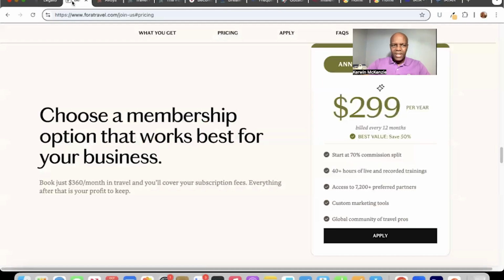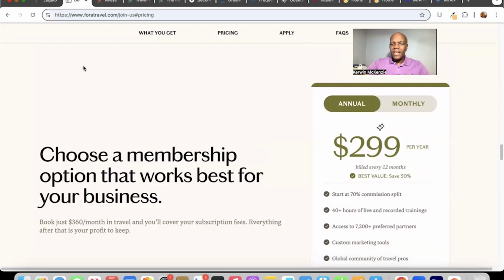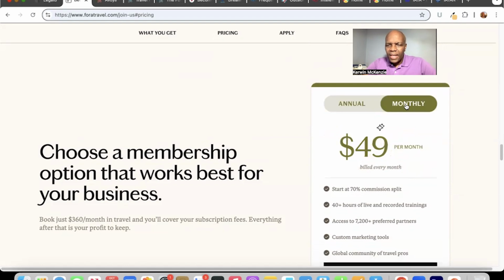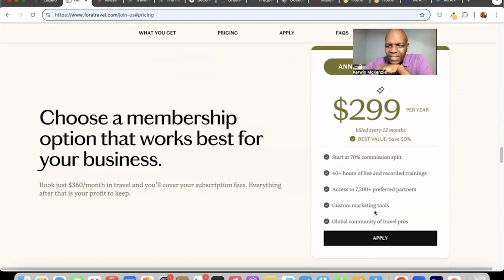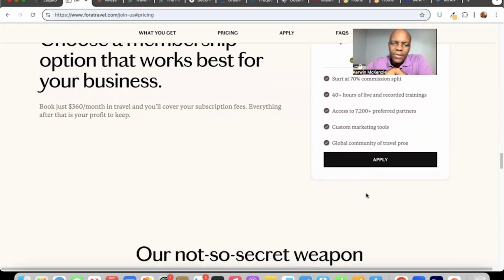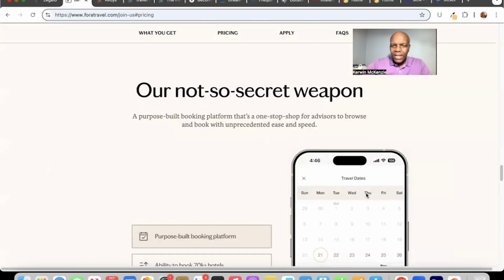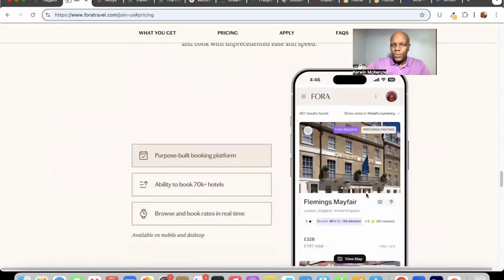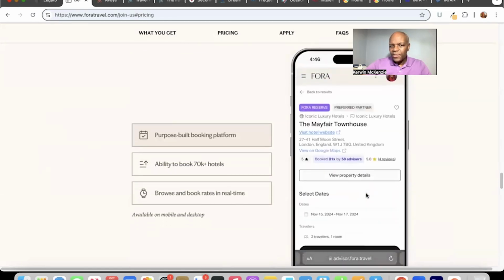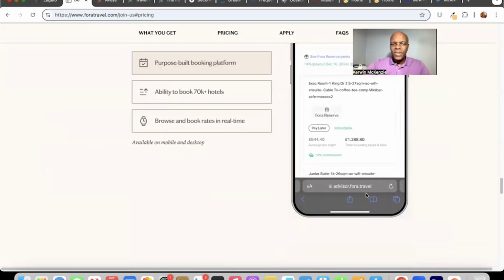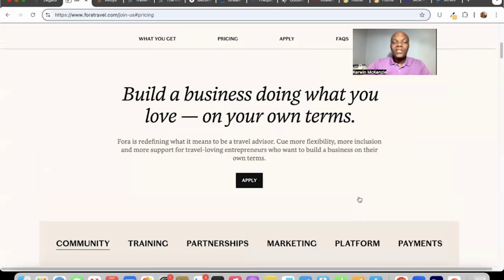Now, of course, nothing comes easy, right? So with Fora, they have an annual fee of $299 a year. You get billed every year, or you can pay $49 a month. I think they used to be 39. Looks like they went up. And it tells you what you have access to, right? A 70% commission split to start, 40 plus hours of live and recorded trainings, and it tells you all the good stuff that you get access to. And their not so secret weapon, they have a booking platform that they've built for their advisors. This is a platform that you can put on your site so people can actually come to book from there, and then you get your commissions and things like that. So that's Fora.